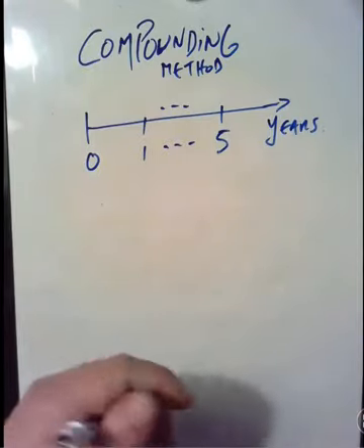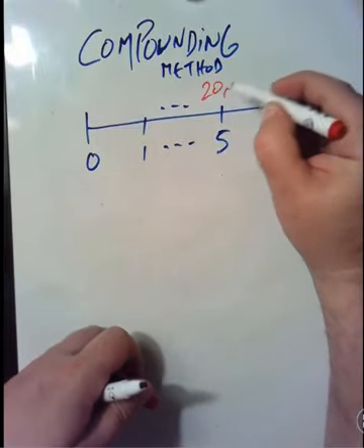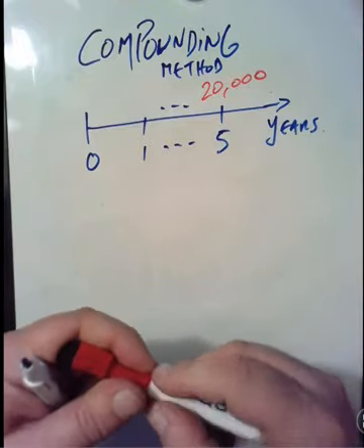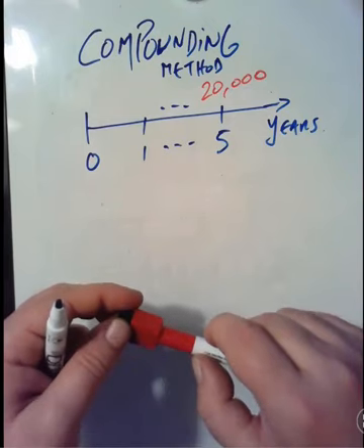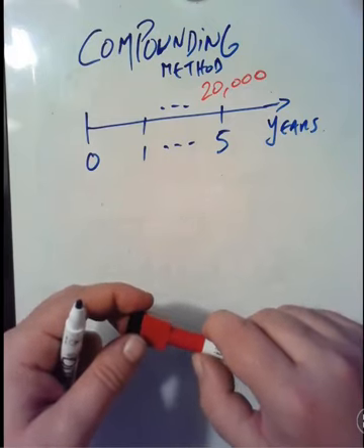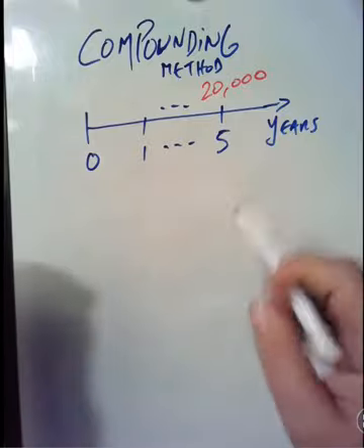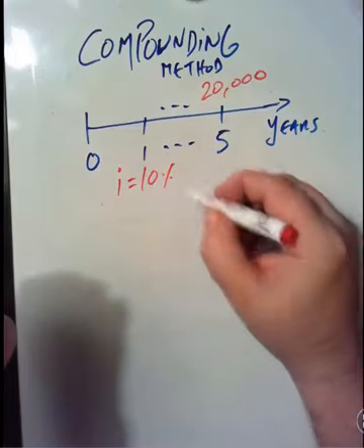And we want to have, let's say, $20,000 in 5 years to buy a car. How much money do we need to invest now in order to achieve that goal if we were able to get a return of 10% per year?